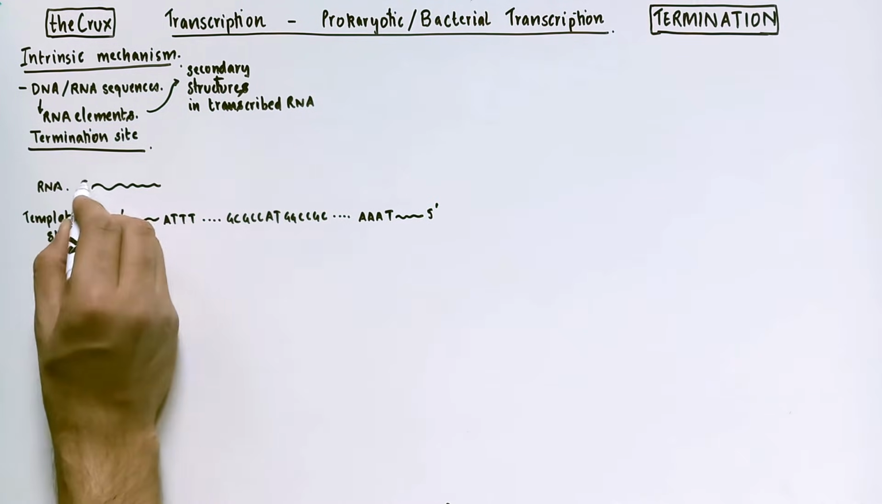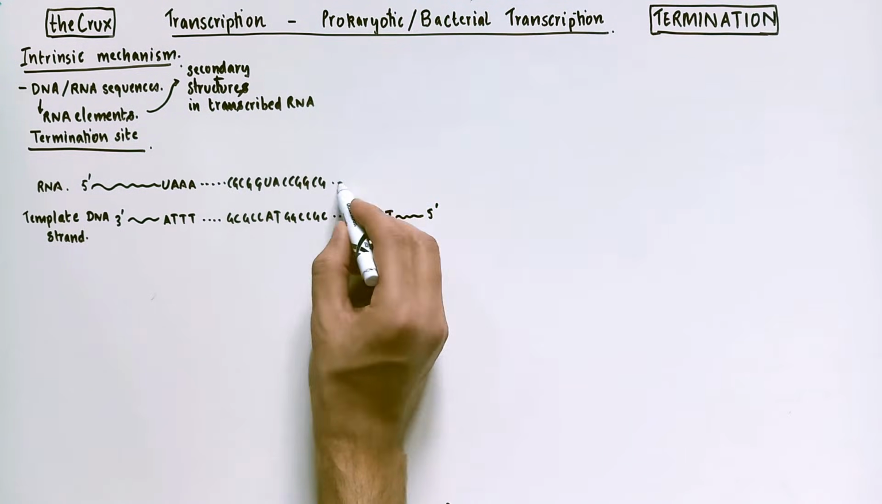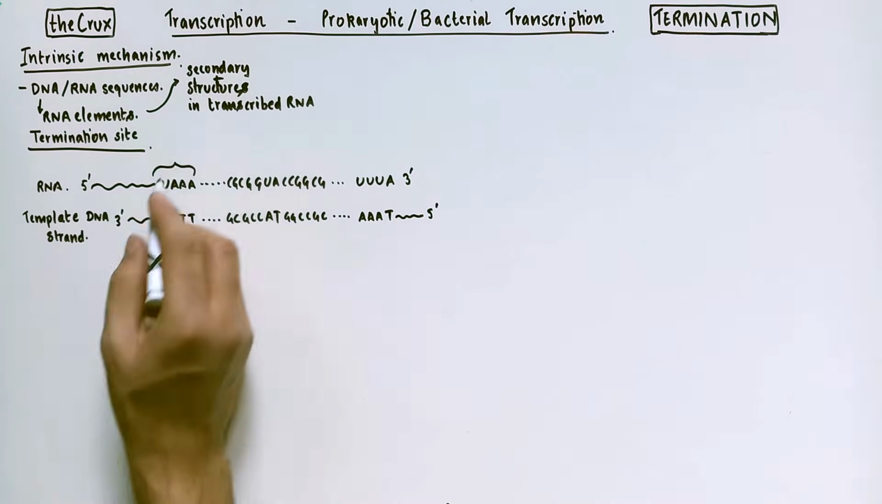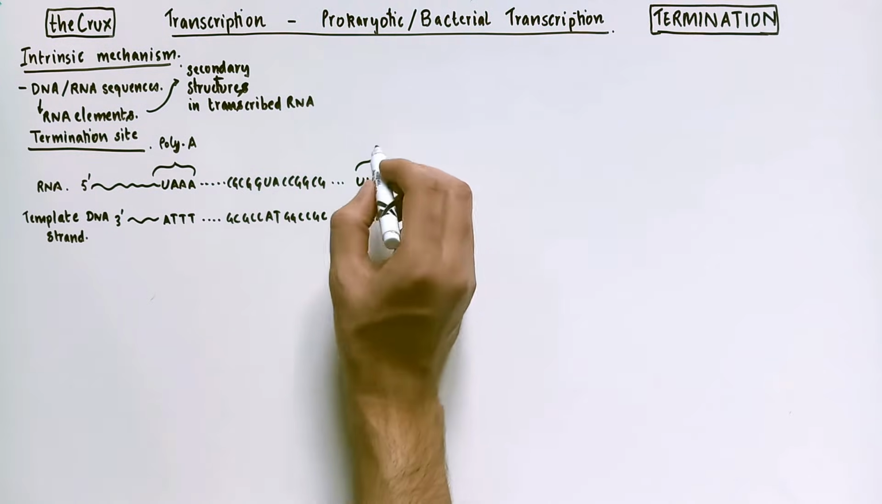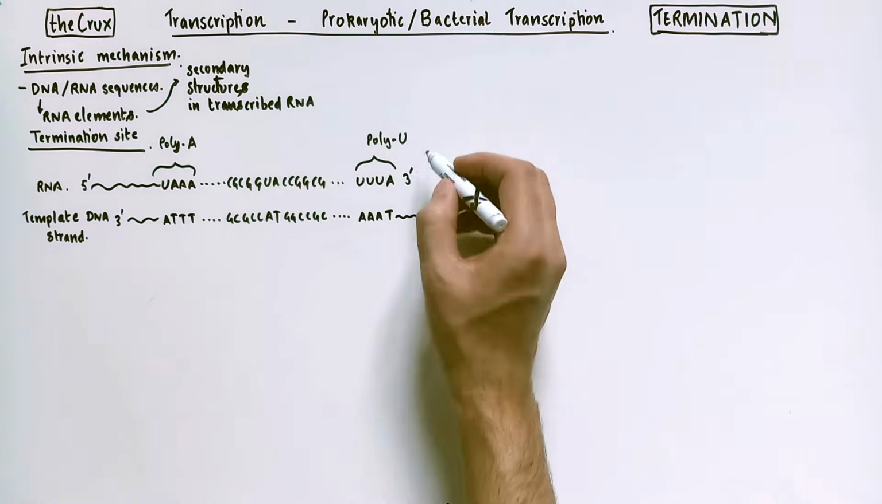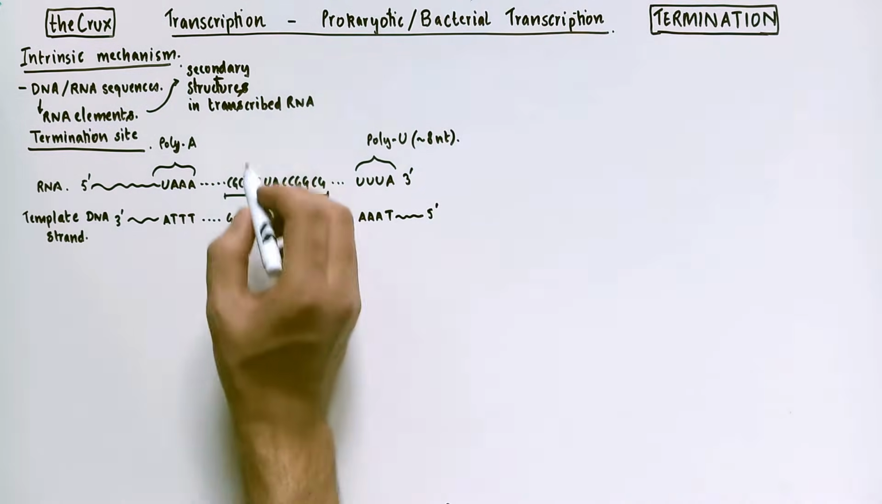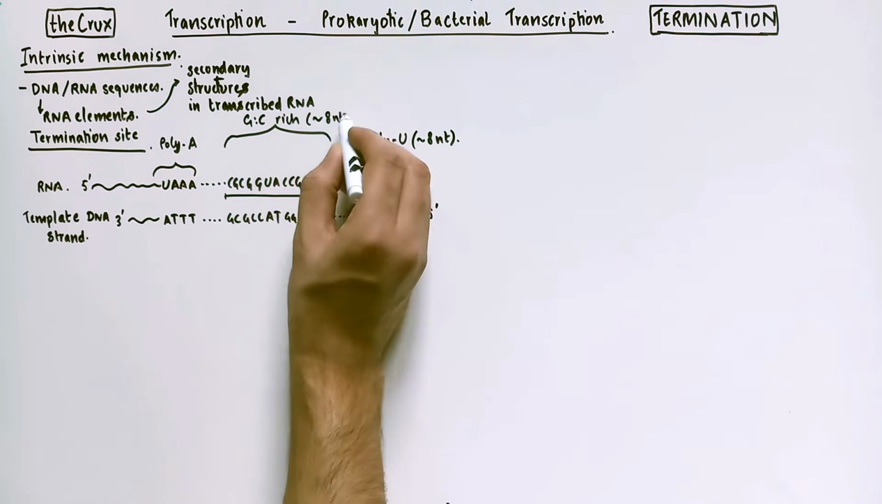Now this template is used and the RNA is transcribed. So you would have, corresponding to the template, a complementary sequence. Now in the RNA, this A-rich part is called the poly-A tract. And at the end, you have the poly-U tract, which is about 8 to 10 nucleotides in length. And in the middle, we have this GC-rich region, which is about 8 to 10 nucleotides in length.